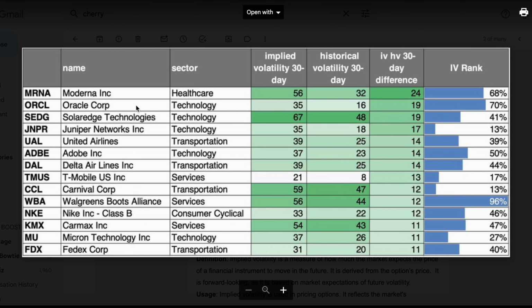So here is a nice little chart supplied by tastytrade. You can see we have a couple of different stocks here, the name of the stock, the sector, and we have implied volatility here. And then we have the historical volatility of the last 30 days. And then basically this column here, IVHV 30-day difference, is subtracting the two numbers, implied minus historical volatility.